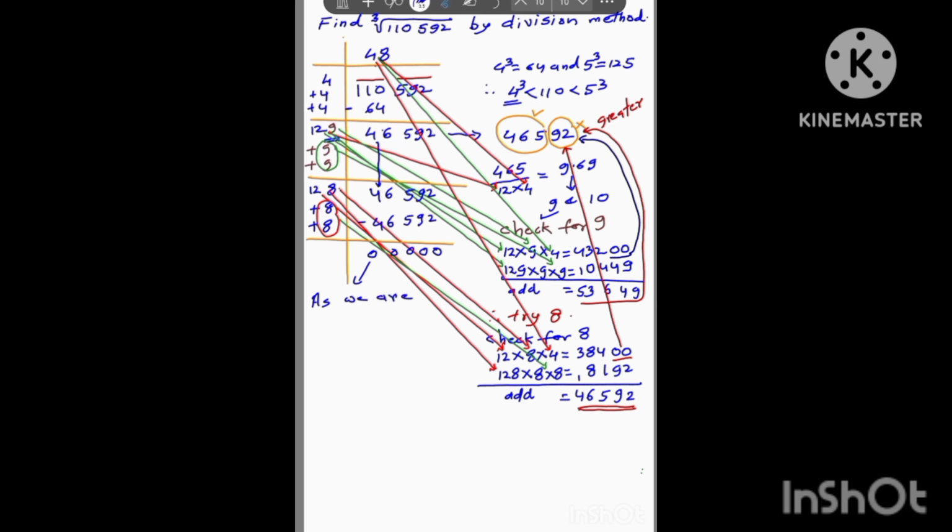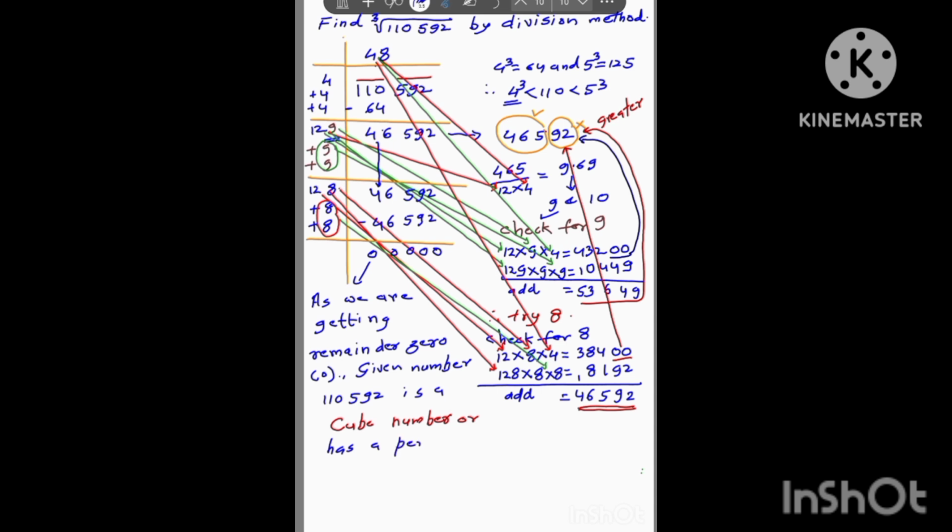And now as you are getting 000 as a remainder, that means the given number, the original number I'm talking about, 110592 is a cube number. What is a cube number? A cube number means it has a perfect cube root, or it is the cube of some number. Okay, and in this process we have also found out which is that number. So you know the definition of a cube number, and we have found it out by a division method. Okay, that is having a perfect cube.